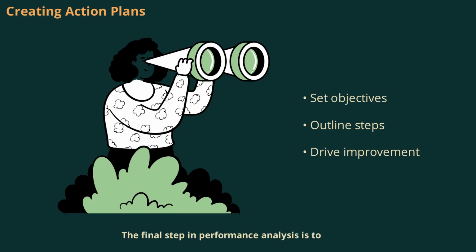The final step in performance analysis is to develop an action plan based on the report's findings. This plan should address identified issues, set clear objectives, and outline steps for improvement. Action plans turn insights into results, driving continuous improvement across the organization.